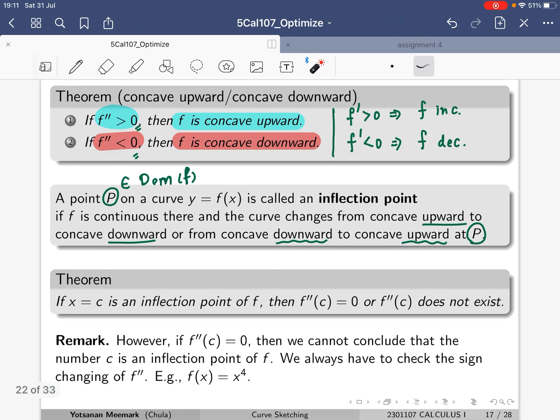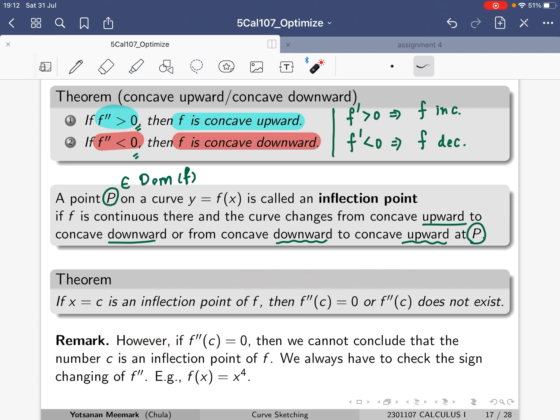And how do we determine the inflection point? We have a theorem. If x equals c is going to be an inflection point, then your f double prime at that point will be 0, or your f double prime at that point does not exist. Look at it carefully again. This theorem is P implies Q. So if this point is already known to be an inflection point, then these properties may occur. However, the other way around is not true.